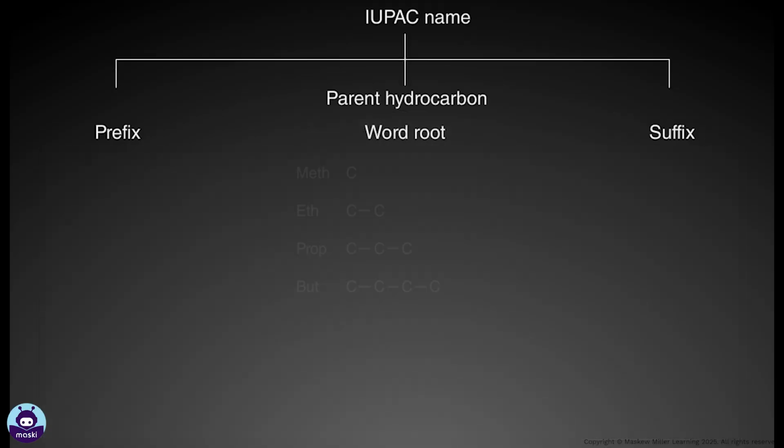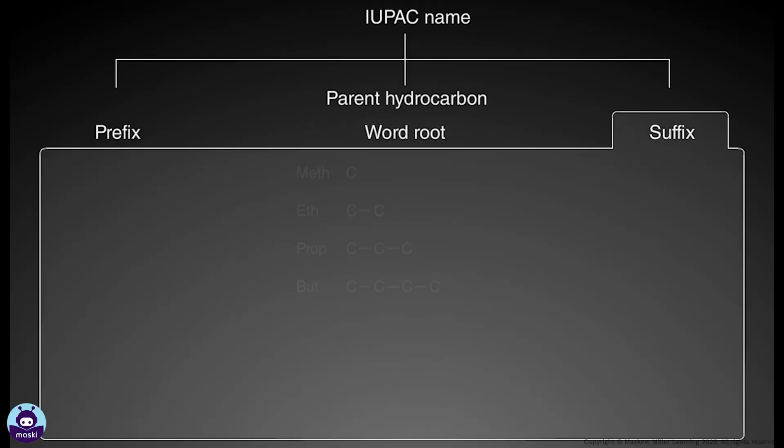Suffix in IUPAC naming. The suffix can be of two types, primary and secondary. The primary suffix is dependent on the saturation of the carbon chain. If the chain contains only carbon-carbon single bonds, the suffix -ane is used. For example, ethane. If it contains a carbon-carbon double bond, the suffix -ene is used.